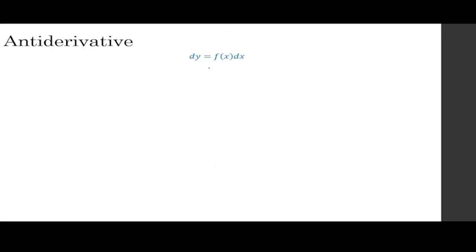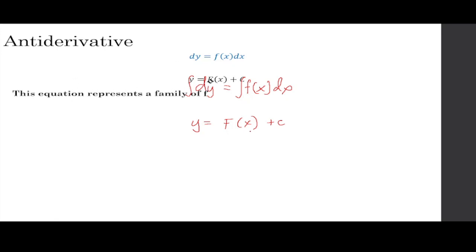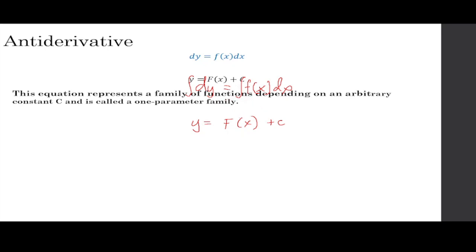So here, it's easy to show that this is dy, all right? So we're going to anti-differentiate the dy, and that's going to be equivalent to f of x. Then differentiate that, then dx. So we'll see. Following the formula, we're going to have y is equivalent to f of x plus c. So this equation represents a family of functions depending on the arbitrary constant c, so depending on this one.